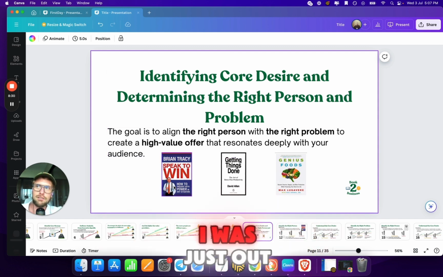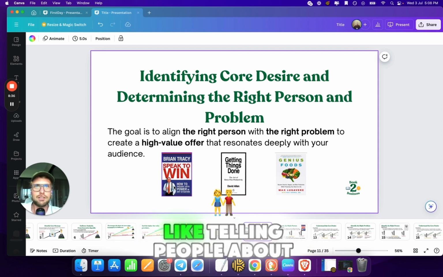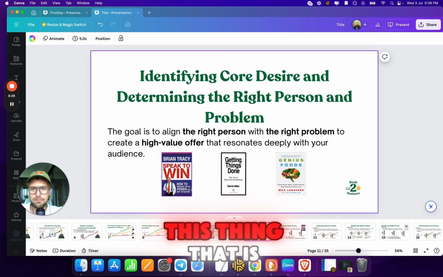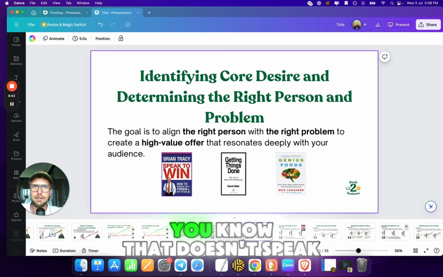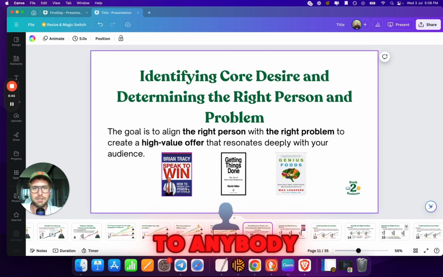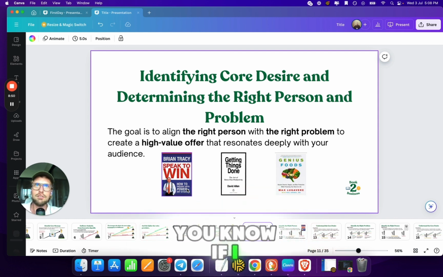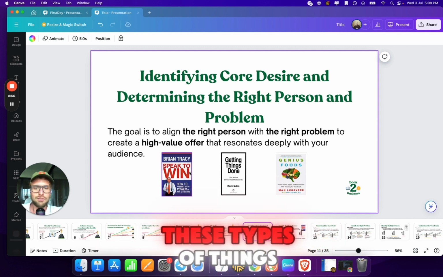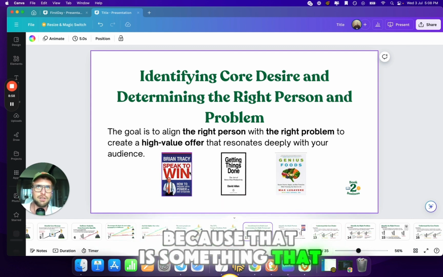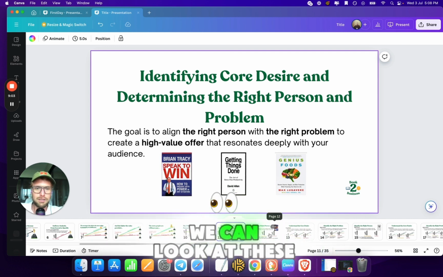Okay, so if I was just out there running ads or telling people about this thing that is going to help you present, you're going to be able to present better, that doesn't speak to anybody. It doesn't call out anybody. If I was a public speaker, maybe it would resonate more with me, because I'm listening for these types of things, because that is something that I have a desire to be good at, right? And we'll go through and we can look at these practically.